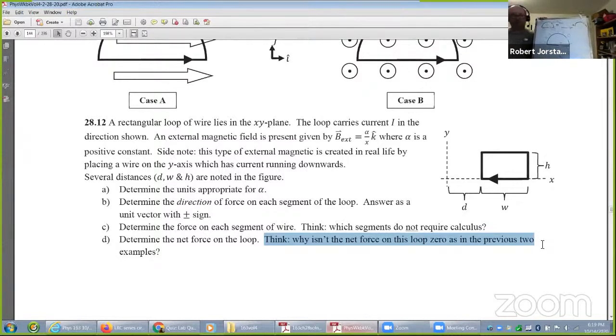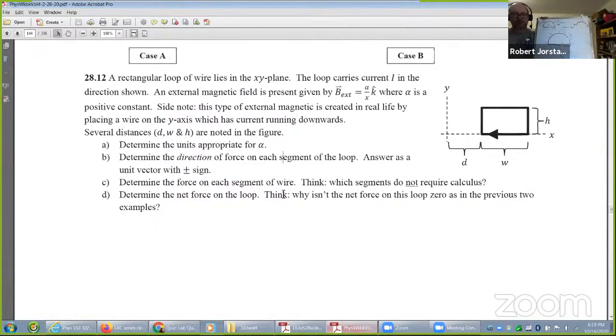All right, good job. And I'm going to let you do the math. This is a good problem to deal with the algebra and lines. So do 28.12 at home.